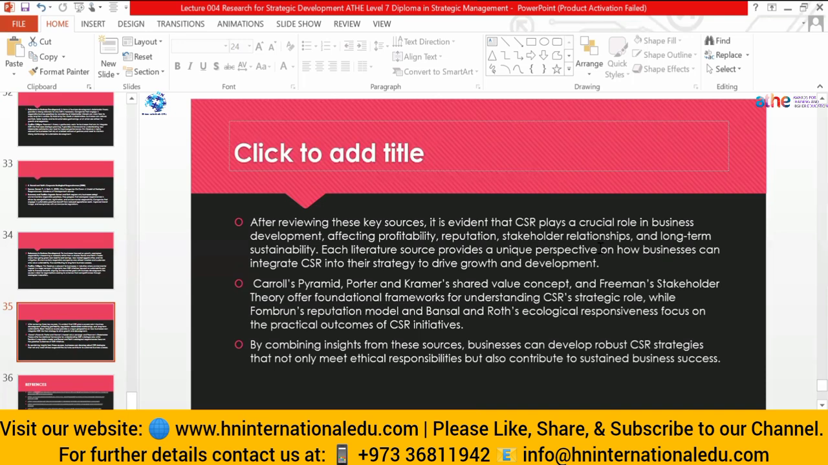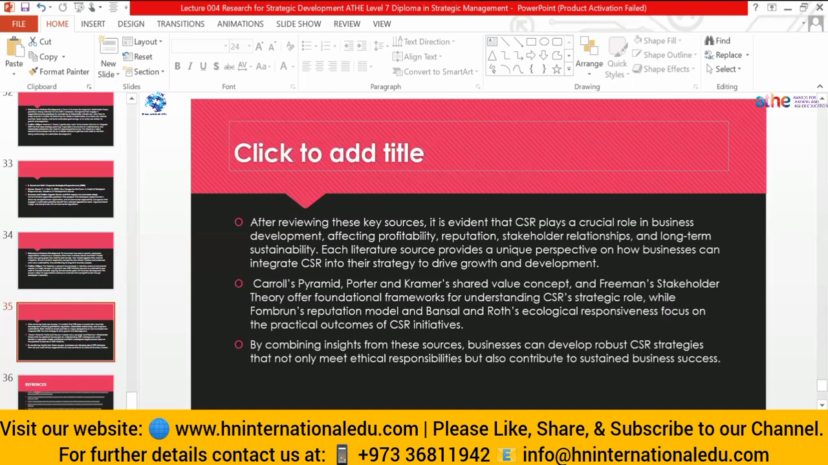Each literature source provides a unique perspective on how the businesses can integrate CSR into their strategy to drive growth and development. Carroll's pyramid, Porter and Kramer's shared value concept. This is what they actually both work on. They work on the concept of value more. And Freeman's stakeholder theory offered foundational frameworks for understanding CSR strategic goals. This was by Freeman. He worked on the stakeholder aspect in the formulation of CSR topic.